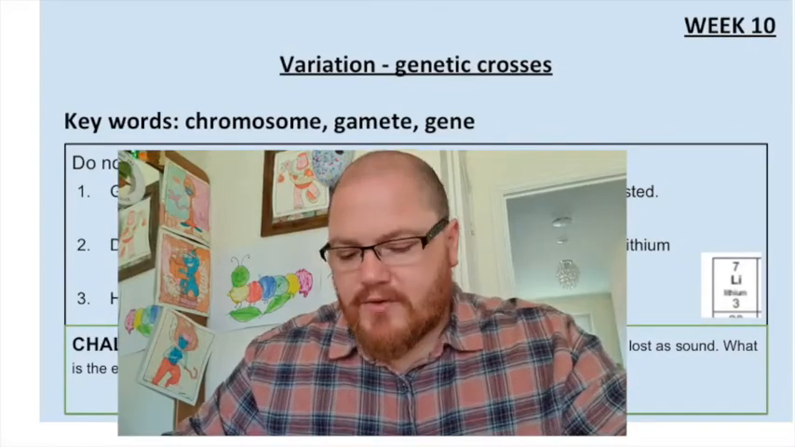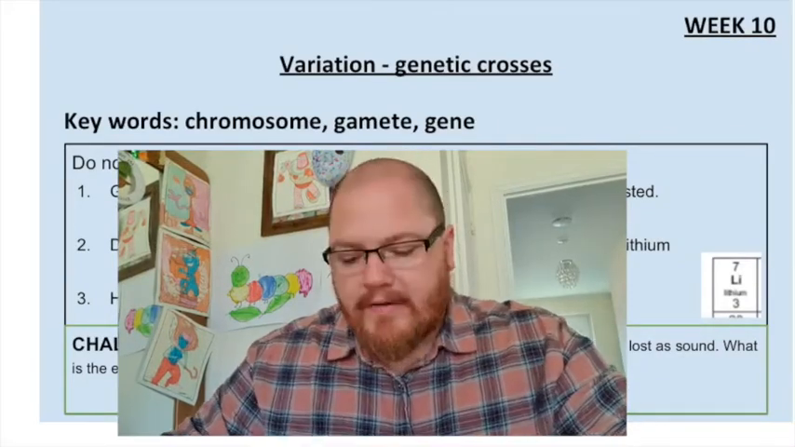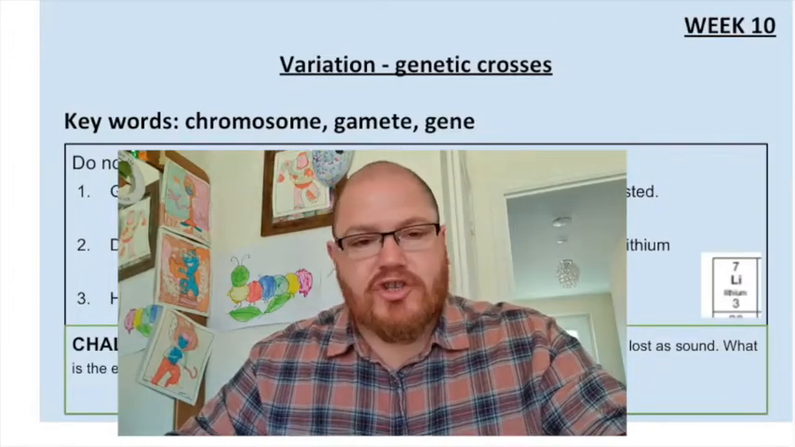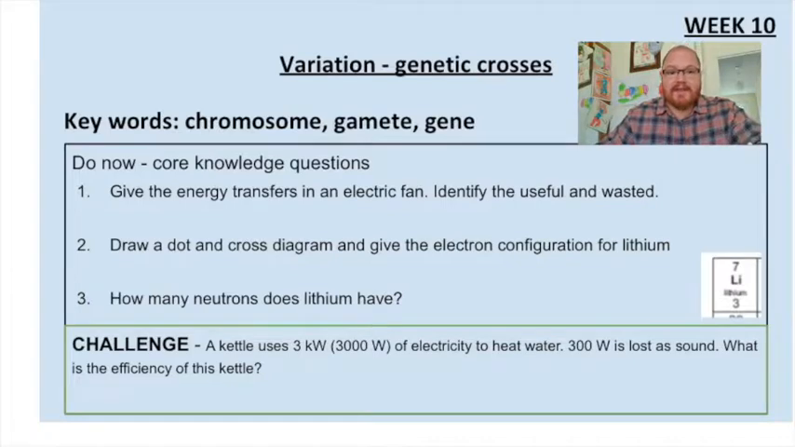All right, welcome to week 10 on variation genetic crosses. Your keywords: chromosomes, gamete, and gene. There's going to be a lot of keywords in this lesson, so just a couple there to start with. Your core knowledge questions, there are 3, and your challenge at the end there. So have a read, have a go, and then we'll come back and see how you did.